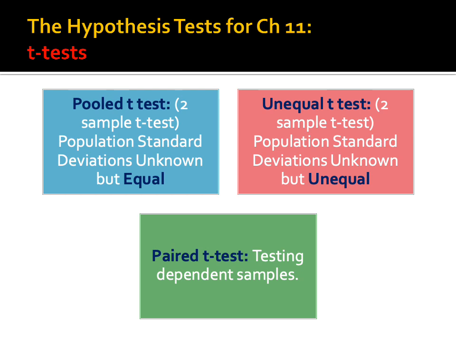The second type of test is the test of unequal variances. So this is where we have population standard deviations that are unknown, but they are also unequal. And the last type, right, this is called the paired t-test. This is when we test dependent samples.